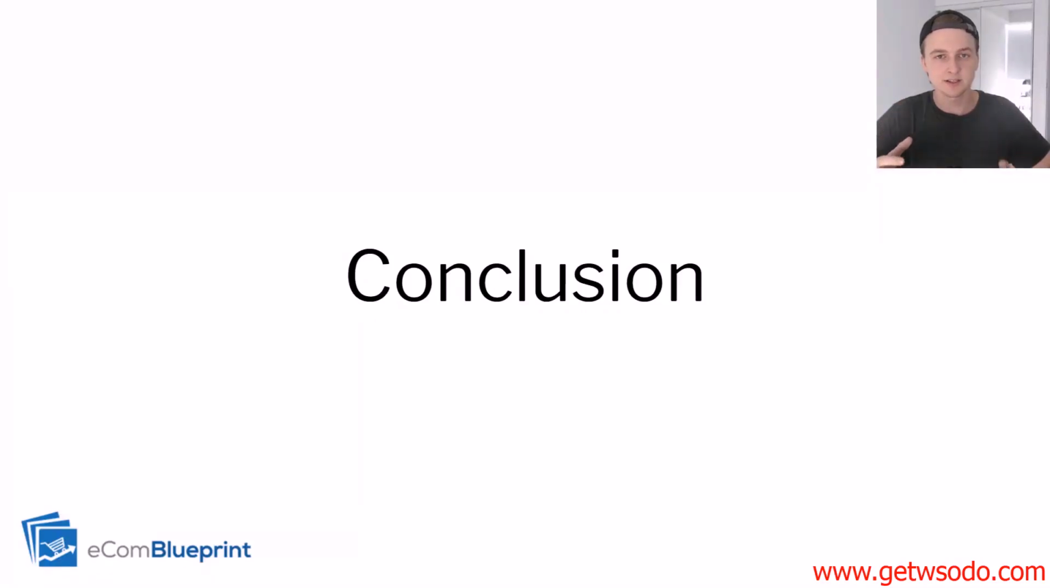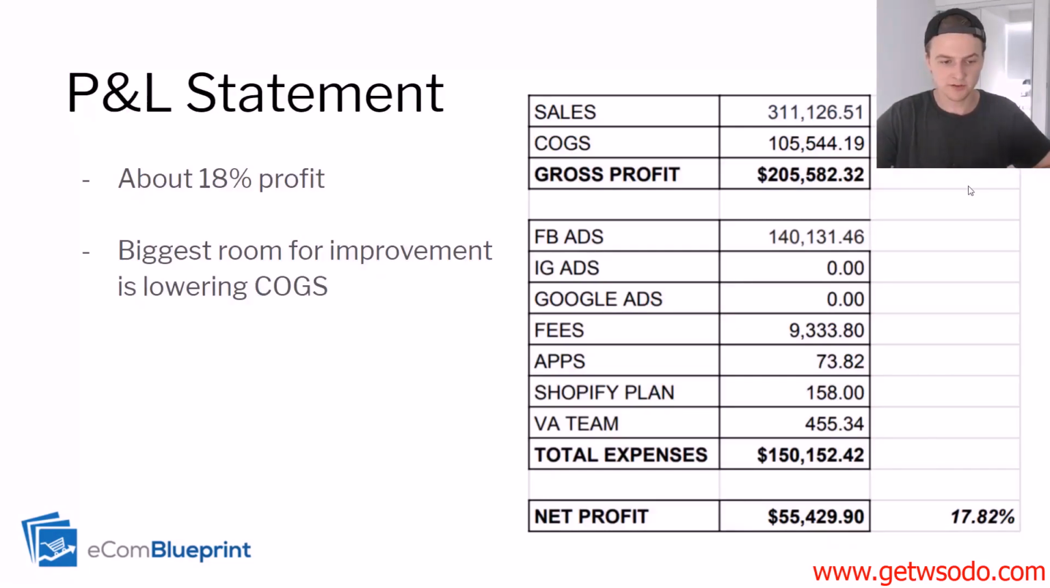Alright everyone, so in this lesson I'm going to be giving closure to the cloud cushion case study. I'm going to be showing you how much I actually profited out of the $300,000 or so in sales, and I'm also going to be talking about what I would do differently if I were to start this over from scratch. So first off, the profit and loss statement.